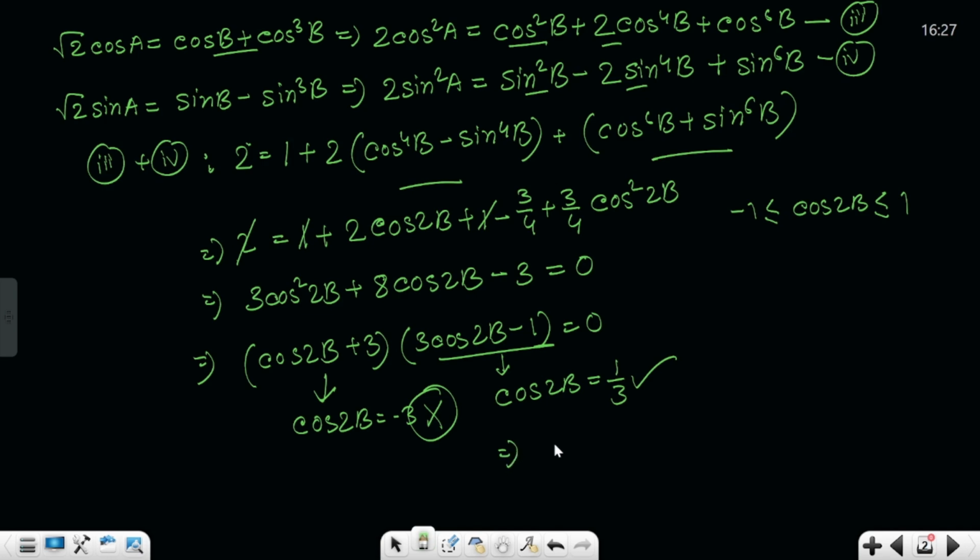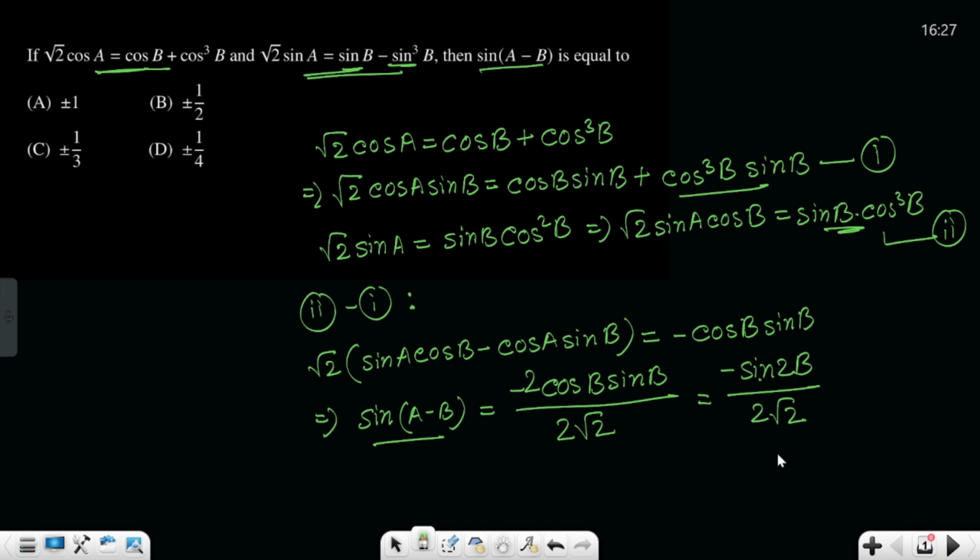So from here we can say that sin 2b is equal to plus minus root over 3 square, which is 9, minus 1 square, which is equal to 1, divided by 3. So 9 minus 1 is equal to 8. So that is root 8, and root 8 can be written as 2 root 2. No problem. Now we got the value of sin 2b. Now we will put this here to get the answer.